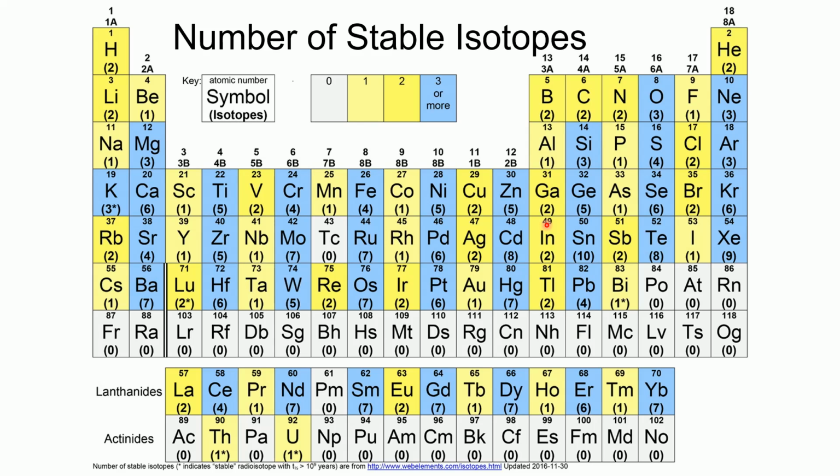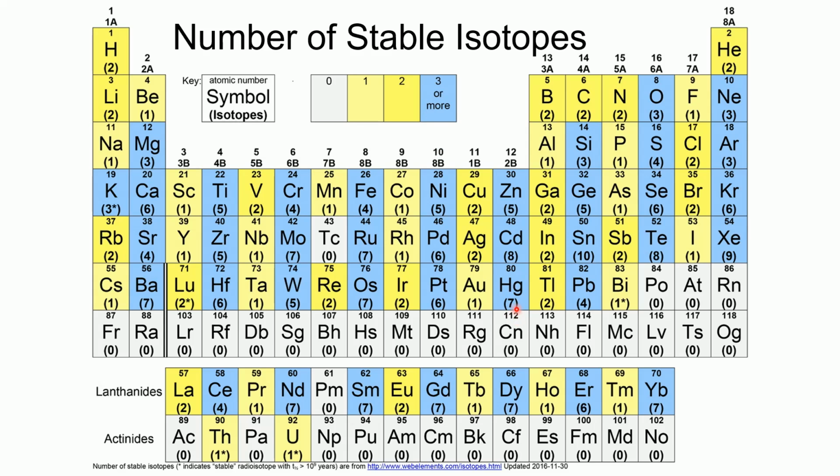So this is a chart. I made this chart. This chart shows the number of stable isotopes for each of the elements. And you'll see here that there's definitely a pattern. The ones that have 0 stable isotopes I've indicated in gray. The yellow ones have either 1 or 2 stable isotopes. And the ones that are blue have 3 or more. And you'll see that for some of these, there's quite a few.